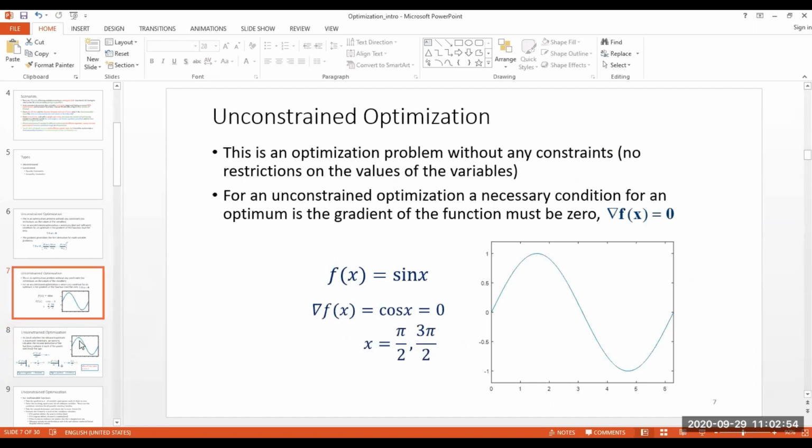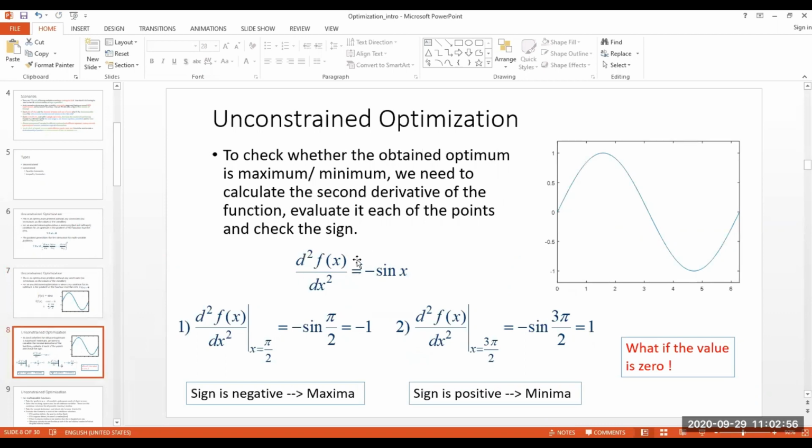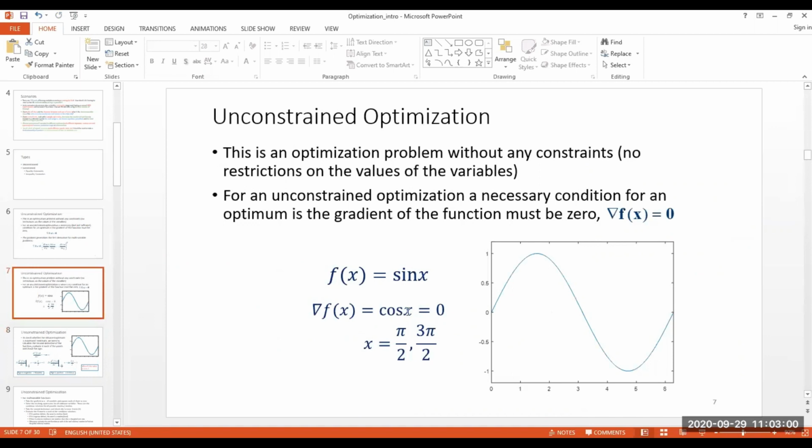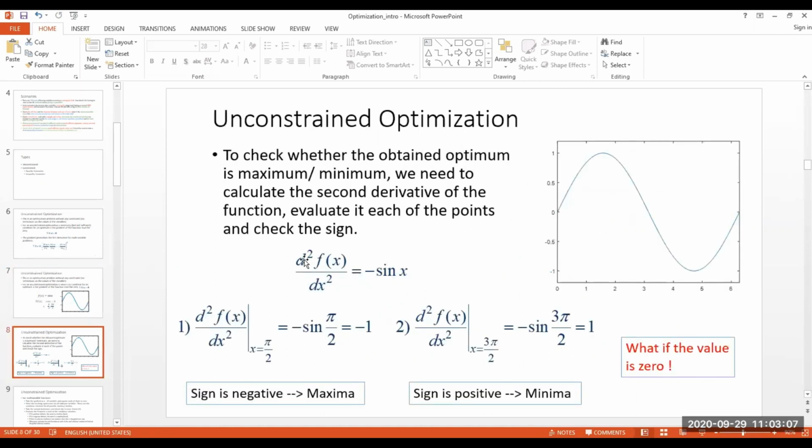So let's go and check. I have calculated the second derivative. My first derivative was cosine of x, so if I take the double derivative, I get minus sine of x. Simple. Now I have to check the sign. Where should I check? I should check at the points of interest, the probable solution points. So my probable solution points are x equals pi by 2 and x equals 3 pi by 2. I put the values one by one.